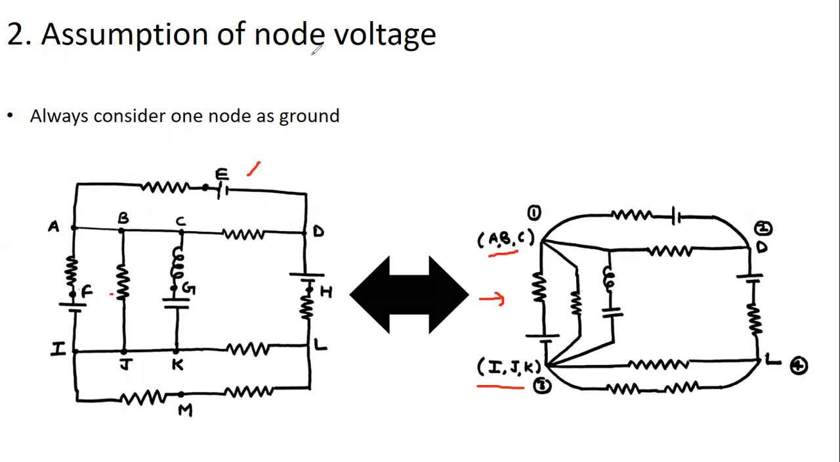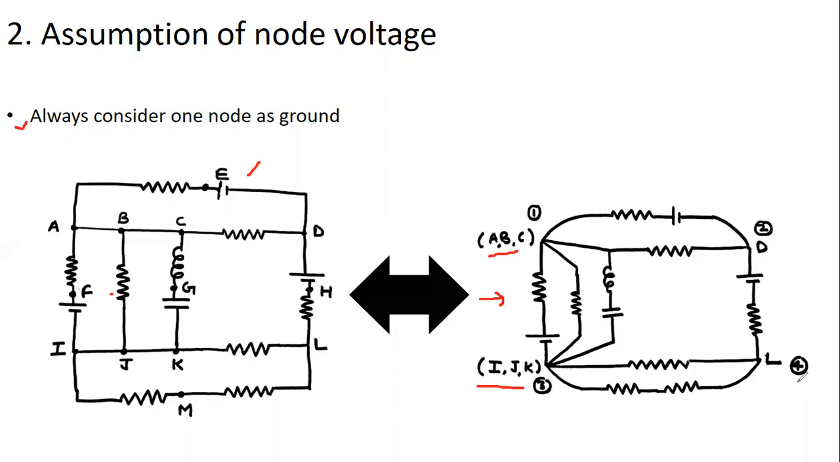So in assumption of node voltage, there are two points. First is to always consider one node as the ground. Why is one node the ground? Because we have to define the potential of every node, and we are just considering the potential difference. By considering one node as the ground, you reduce one equation. So among nodes 1, 2, 3, 4, any node you can choose as the ground. So only three equations are required to solve the problem.